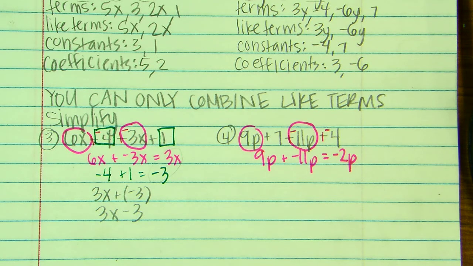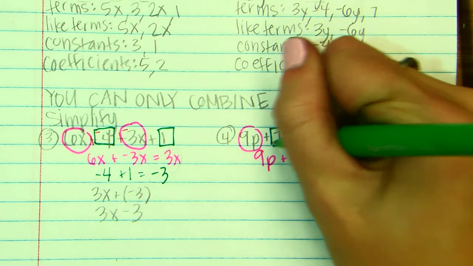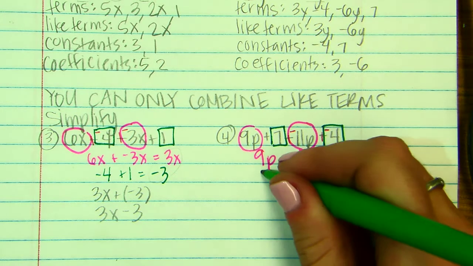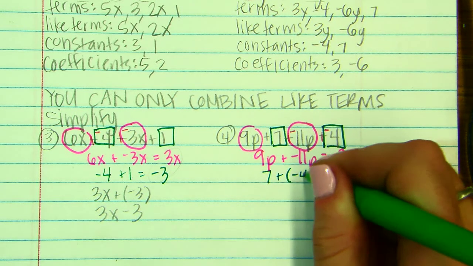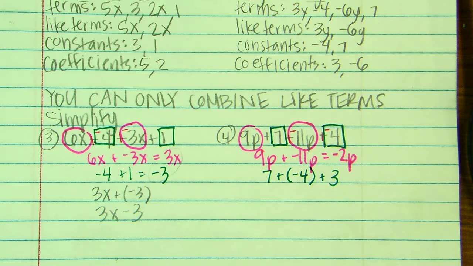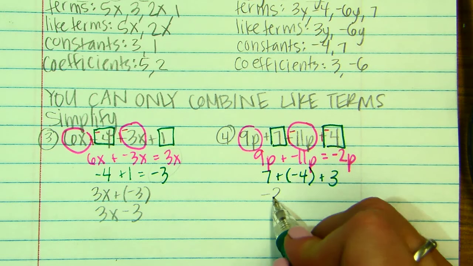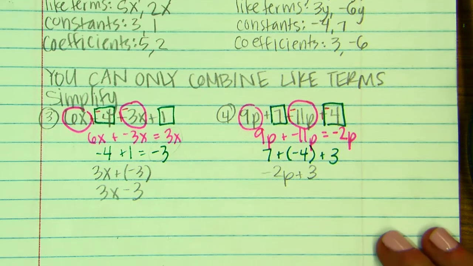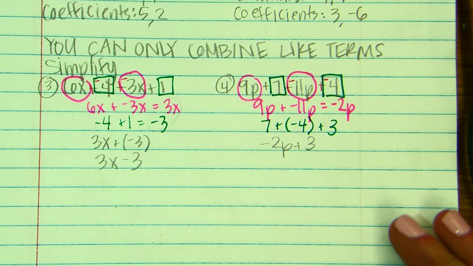Let's see if I have any more sets of like terms. The constant terms can go together. Positive 7 and negative 4. I know I'm adding because I changed everything to adding. So it's 7 plus negative 4, which is positive 3. So when I put these together, I have negative 2p plus 3, and I can't simplify it any further. Okay, let's do one more example.